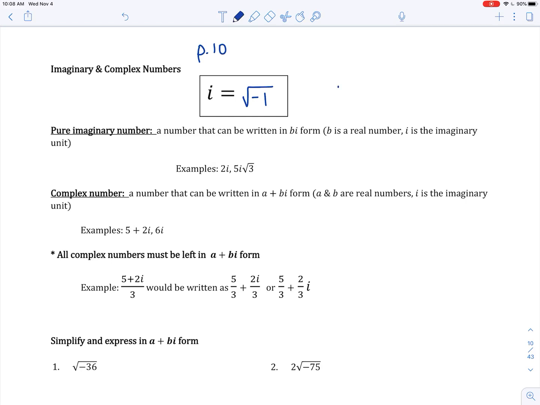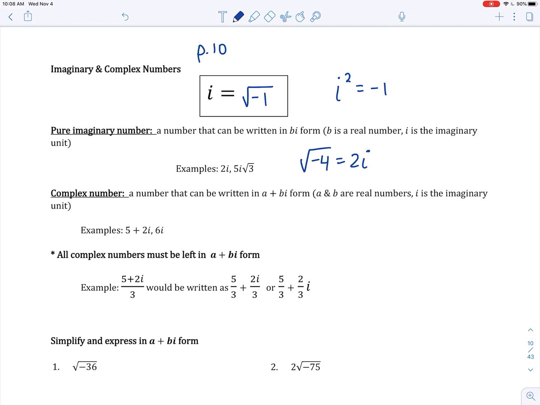So i squared is equal to -1, and i is equal to the square root of -1. That's called an imaginary number. It's a number that can be written in bi form. b is real, i is imaginary. So for example, 2i would be the square root of -4.